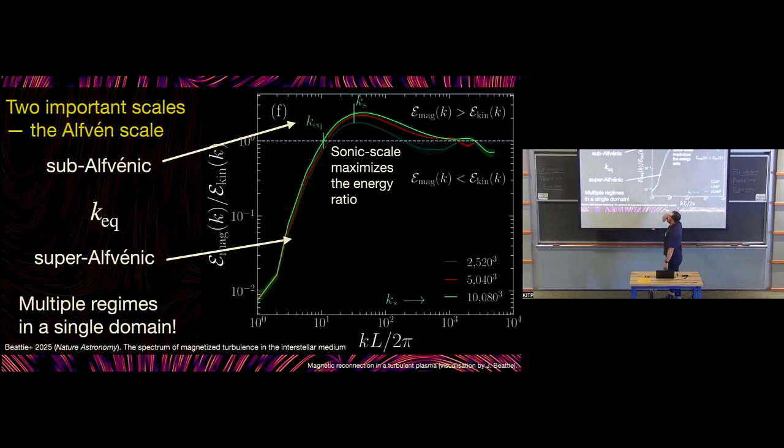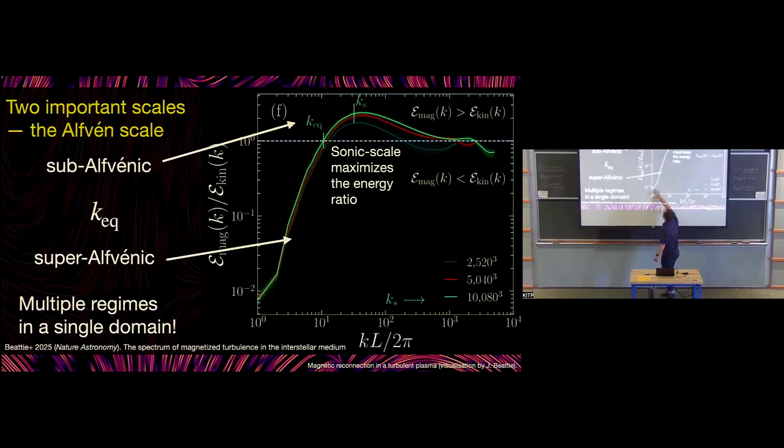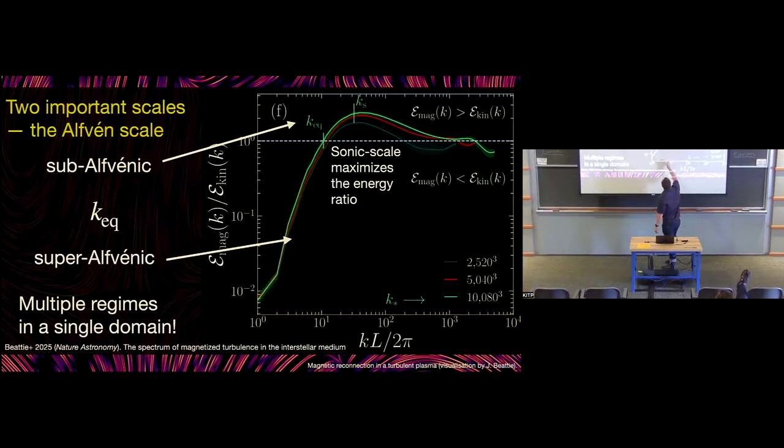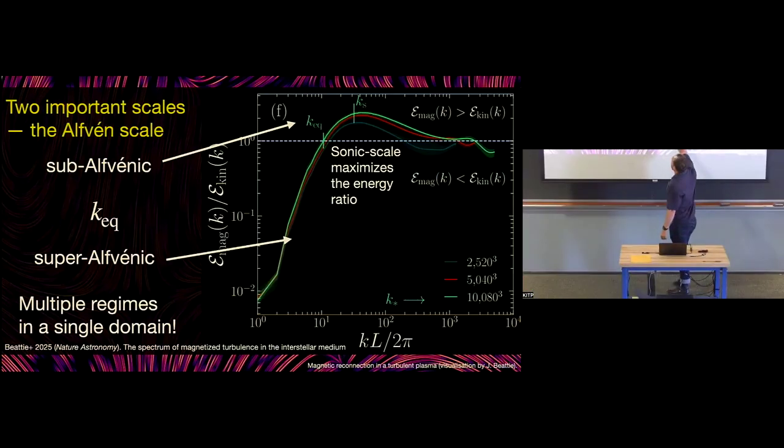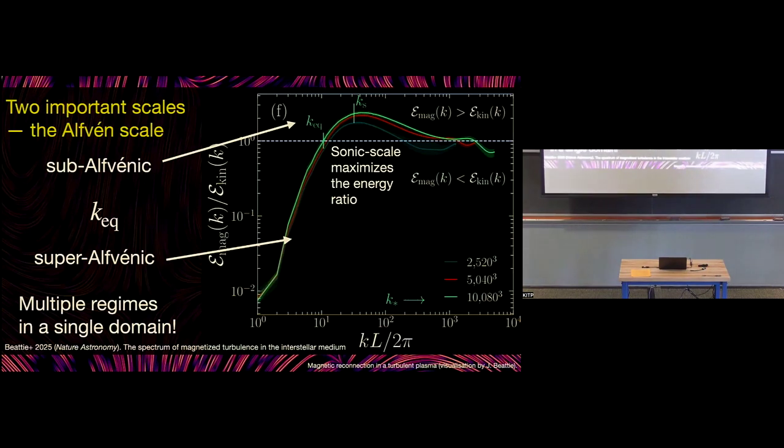And essentially, you go through a transition in K-space. Again, I'm plotting this in K-space, where you are kinetically dominated. So you're dominated by the kinetic motions on the outer scale. And of course, these are supersonic. So you're kind of in this very supersonic, kinetic energy dominated regime.